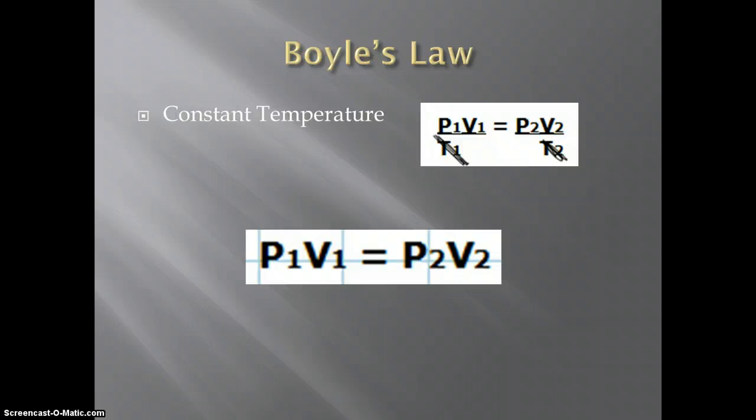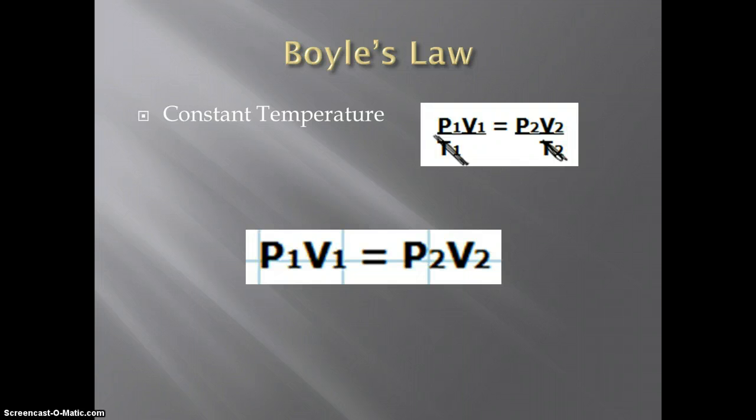Boyle's law was the original one, and it deals with a constant temperature. So temperature cancels out of this combined gas law, and you're left with P1 V1 equals P2 V2. That works just like we did with the dilutions in the solution unit: C1 V1 equals C2 V2. Instead, you're using pressure and volume.